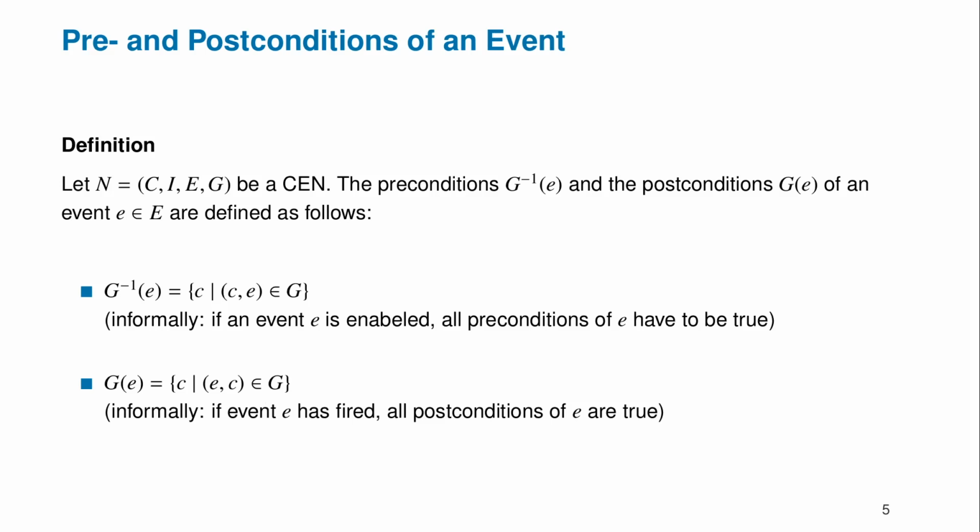And what this basically means is that the preconditions give us those conditions which have to be true in order to enable an event. And the postconditions are those conditions which become true when an event has taken place, when it has fired. Before we look at a larger example later on, or also define the full semantics, let's have a look at some small examples. For this I need my writing space.